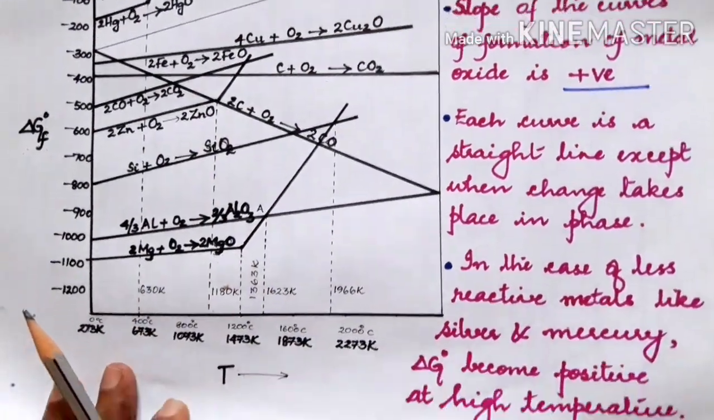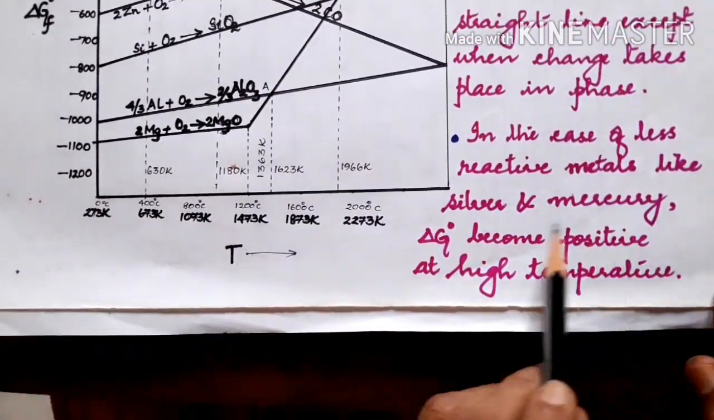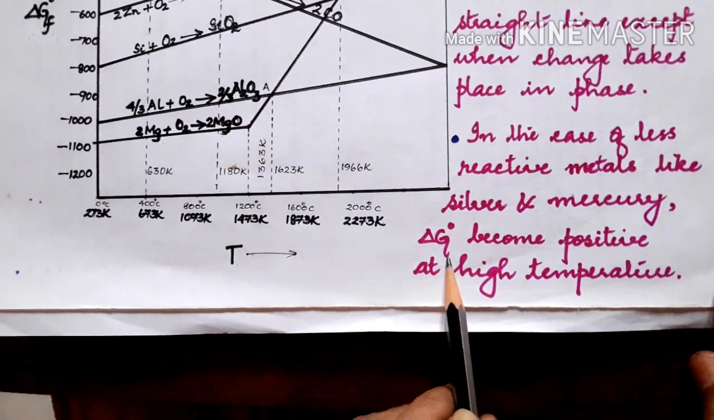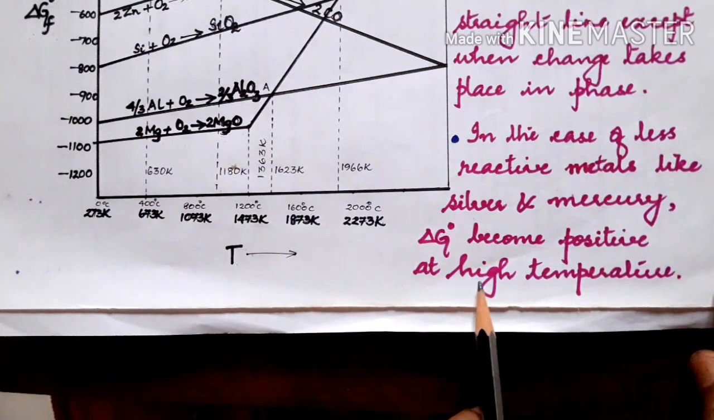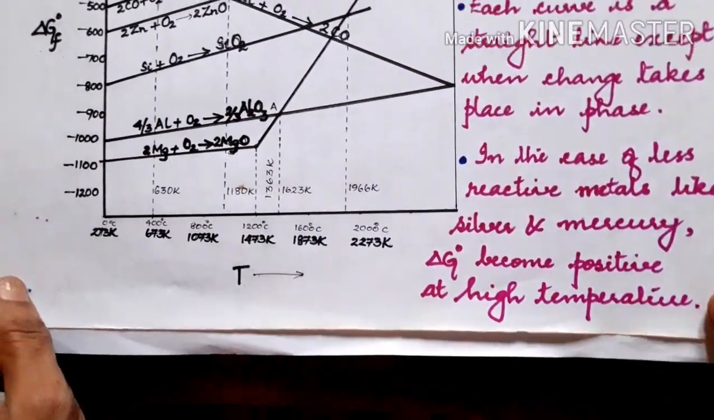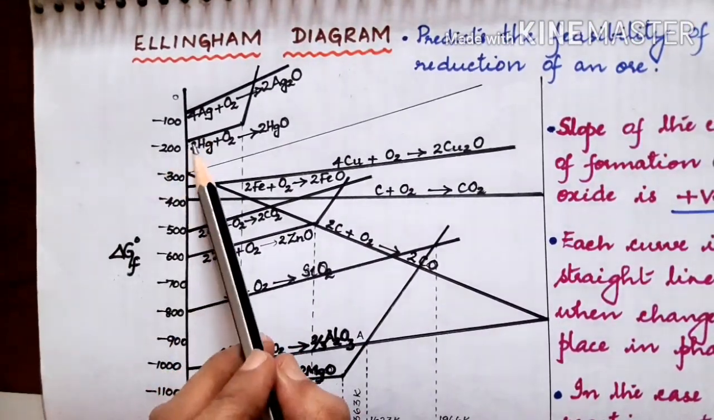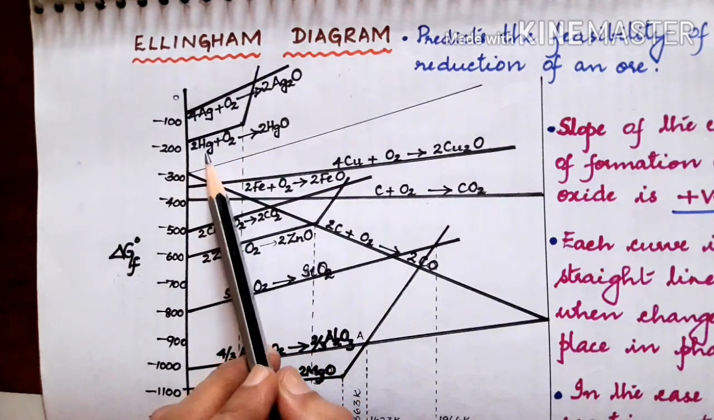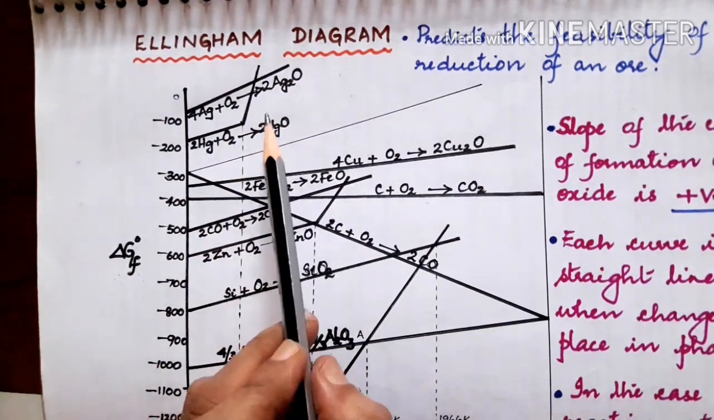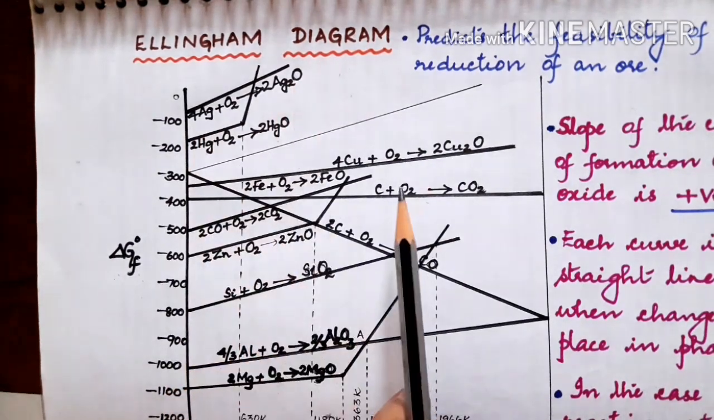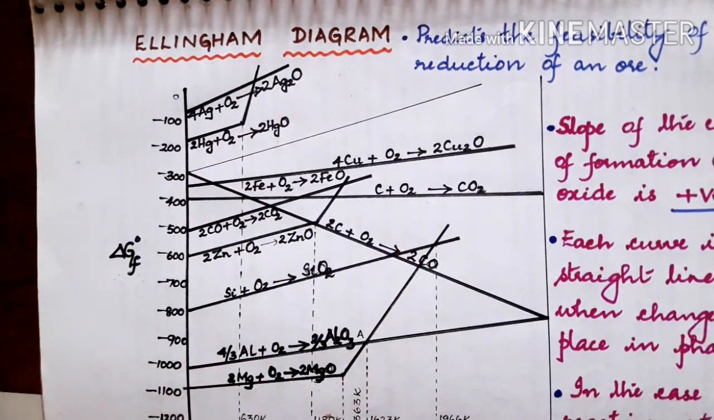Next one. In the case of less reactive metals like silver and mercury, delta G0 value becomes positive at high temperature. So just note the graph: you find that the delta G0 values of formation of mercuric oxide and silver oxide are positive at high temperature.